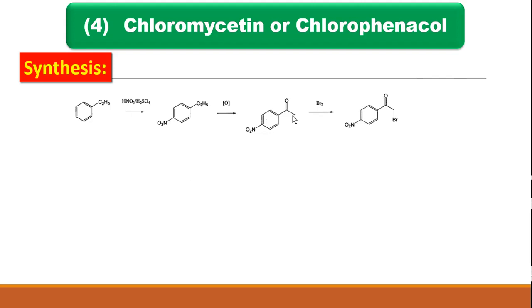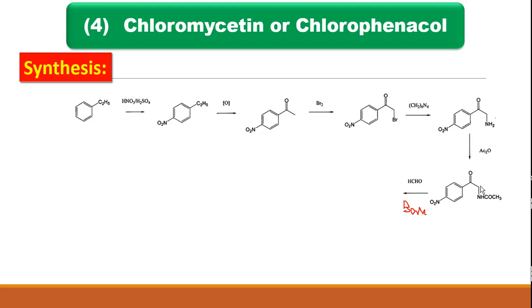Now this compound is treated with hexamine, C6H12N4. This converts, and the bromine is replaced by NH2. Now it undergoes acylation using acetic anhydride. The NH2 group undergoes acylation and converts into NHAc, C double bond O CH3. This is then treated with formaldehyde. This reaction takes place in the presence of base.